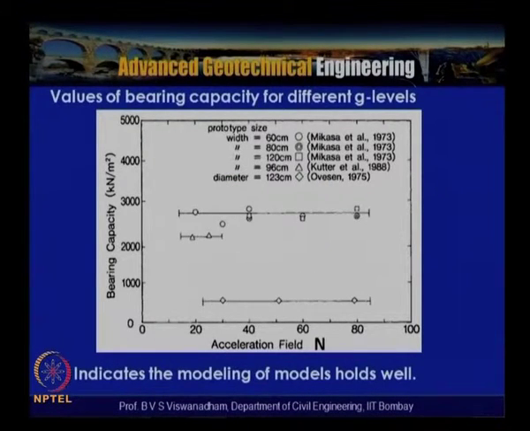So here what has been done is that the values of the bearing capacities for different G levels were plotted, and the Ovesen 1975-79 work is compared with Mikasa et al 1973 and Kutter et al 1988. Here the x axis has the acceleration field n, and bearing capacity is plotted in kilonewton per meter square on the y axis. The horizontality of these lines, which were tested by several investigators, indicates that the modeling of models holds good.